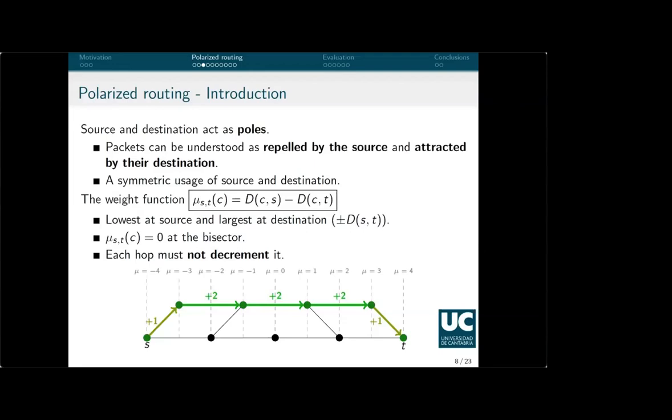In the figure, we see one polarized route colored, starting at -4 at the source router on the left and finishing at the destination on the right. Each hop increases mu by 1 or 2. The third hop crosses the bisection, mu becoming positive. The fifth hop reaches the destination with a mu value of 4, as 4 is the distance from S to T.